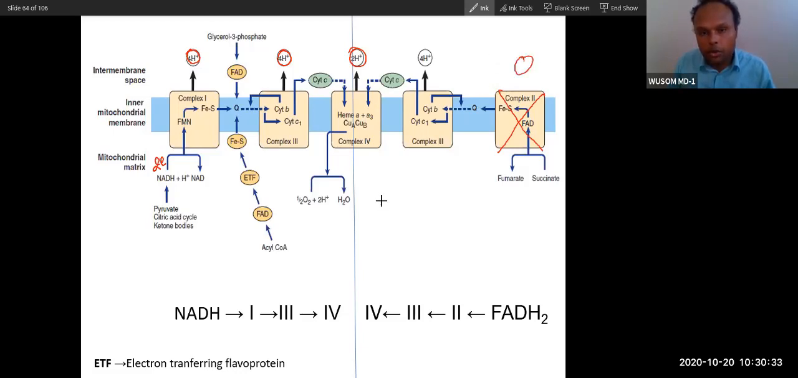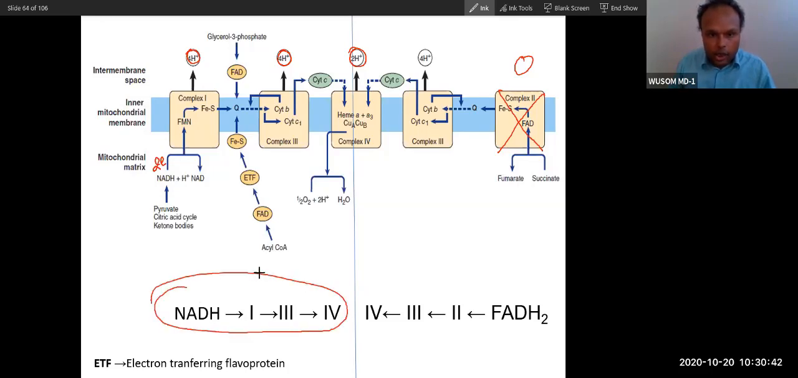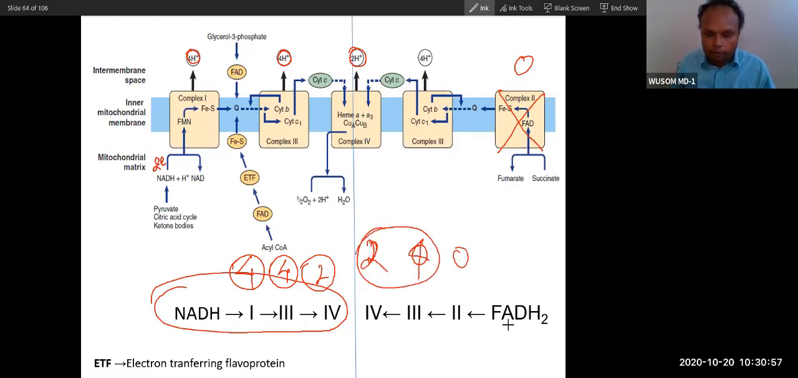Zero pumping by complex 2. So that is what you have to remember. Complex 1 pumps 4, complex 3 pumps 4, complex 4 pumps 2. In case of NADH, you need to remember 4, 4, 2. In case of FADH2, complex 2 does not pump. This is 0, 4, and 2. So only 6 protons are pumped because of FADH2. 2 plus 4, only 6 protons. Here you can see 10 protons pumped.